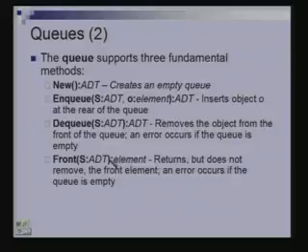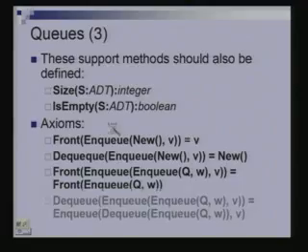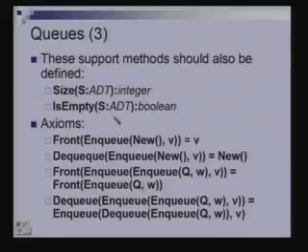The front is a method which gives me the front element of the queue. How does it differ from DQ? It does not remove the front element, it only tells me which is the element at the front of the queue. Besides that, we also have some other support methods to implement a queue: size and is empty. Size would tell us how many elements are there in the queue, and is empty would tell us whether the queue is empty or not. It would return true if the queue is empty and false otherwise.